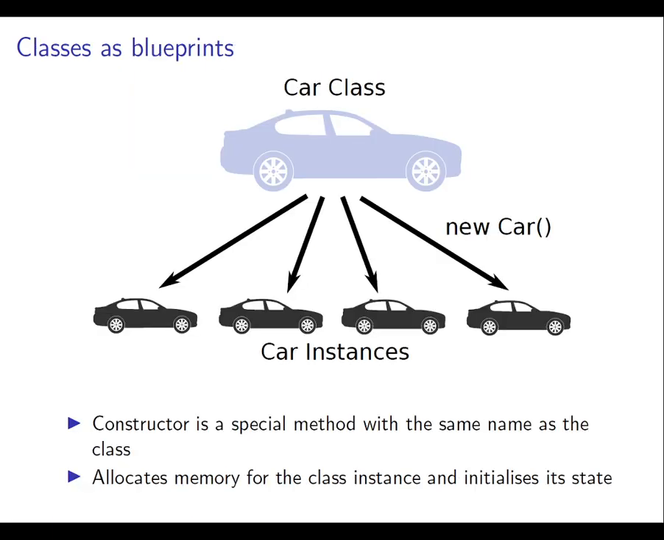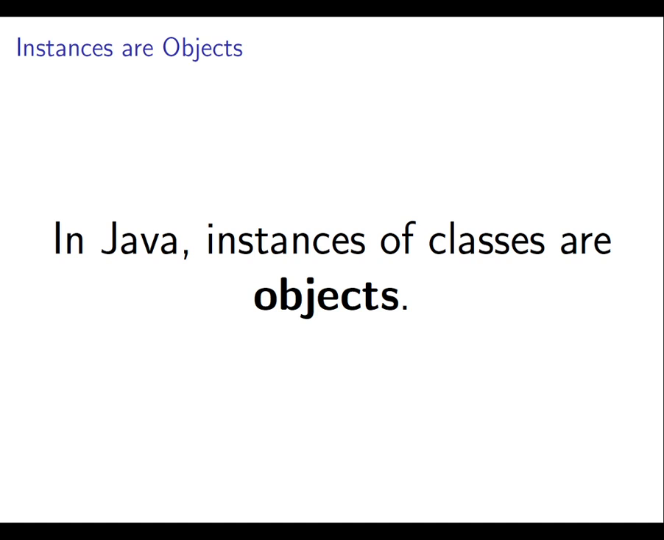Okay. So I already said a constructor is a special method, has the same name as the class. What does it do? Well, two things fundamentally. It allocates memory for the class instance. That happens under the hood. You as the programmer don't need to worry about that in Java, although in some other languages like C++, for example, you might. And it initializes its state in an appropriate way. Right. Okay. So I've probably already been assuming that you understand this, but let me say it since it's on the slide this time. In Java, instances of classes are objects. Objects are instances of classes.